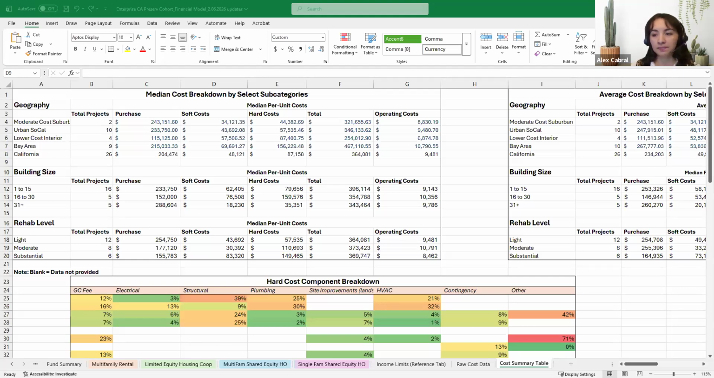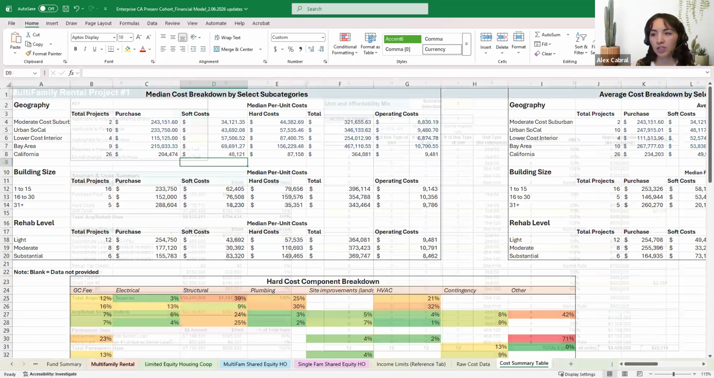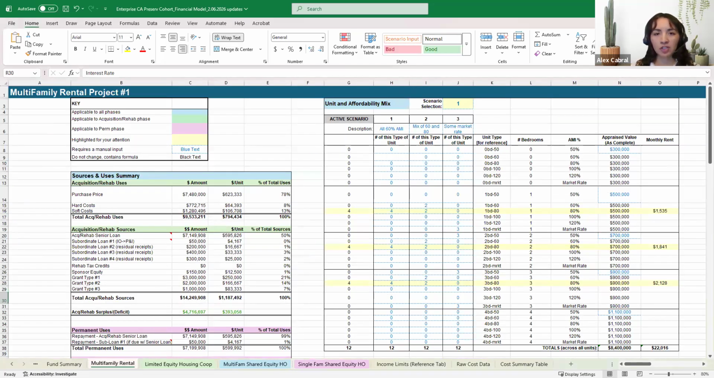Okay, so for this walkthrough, we're going to walk through the multifamily rental tab. To save time, I've already input a lot of the data we're going to use. I'll draw your attention here first to the key. This key exists on every tab. It doesn't change across the tabs.